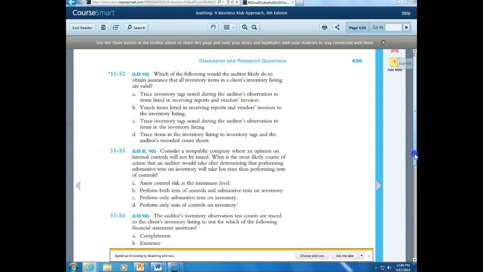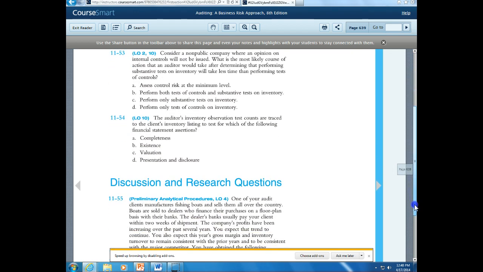Okay, number 54. The auditor's inventory observation test counts are traced to the client's inventory listing to test for which of the following financial statements assertions: A, completeness, B, existence, C, valuation, or D, presentation and disclosure. So the auditor's inventory observation test counts are traced to the client's inventory listing. What are we looking for, guys? Completeness, A.